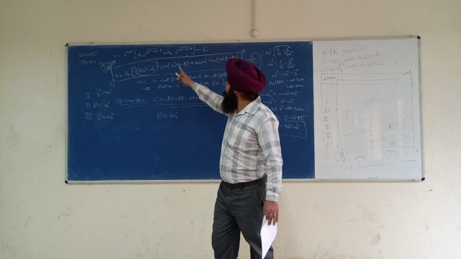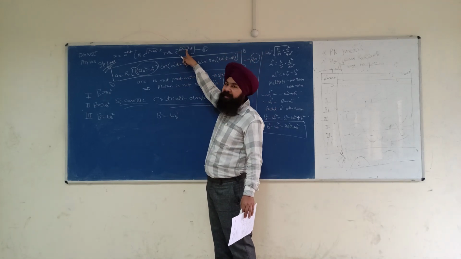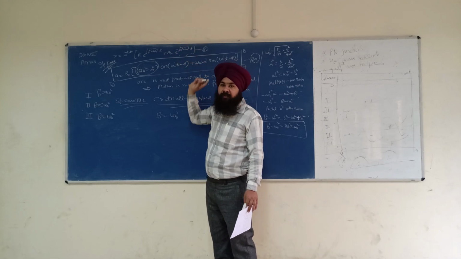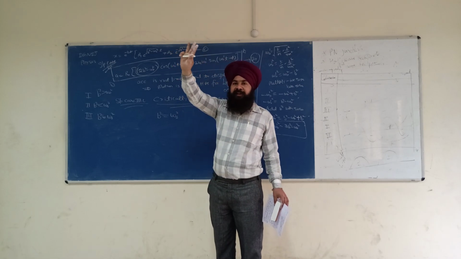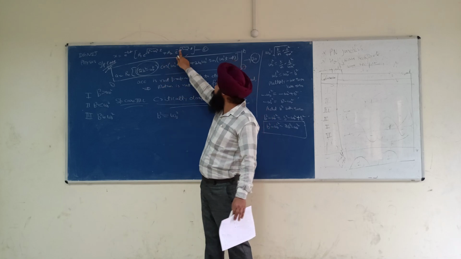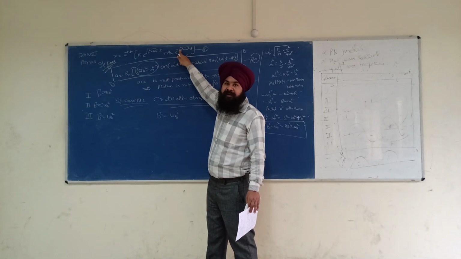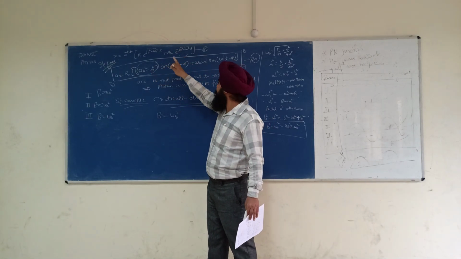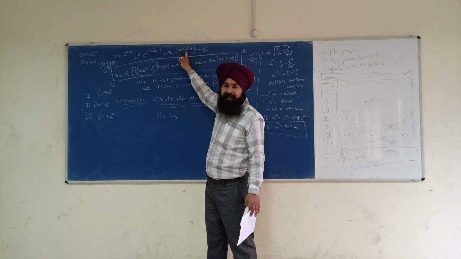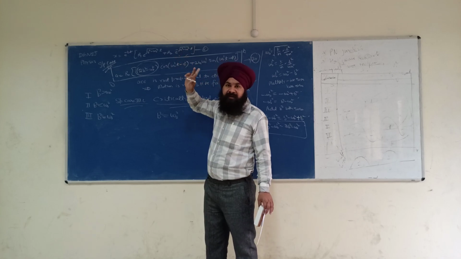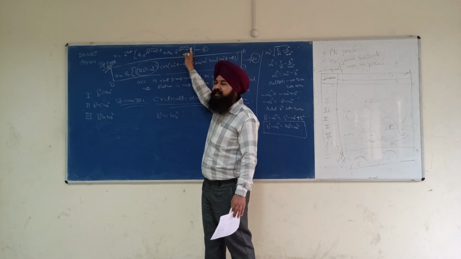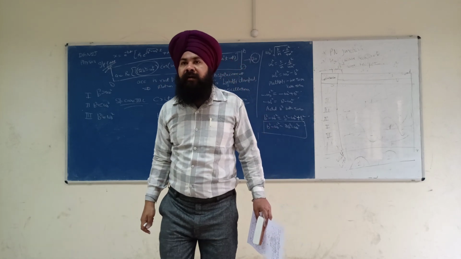See, this is the term b square minus omega naught square, which is taken in the square root. So three cases can arise. First, b square must be greater than omega naught square. Second case, b square must be less than omega naught square. And the last but not least, third case is when b square is equal to omega naught square.